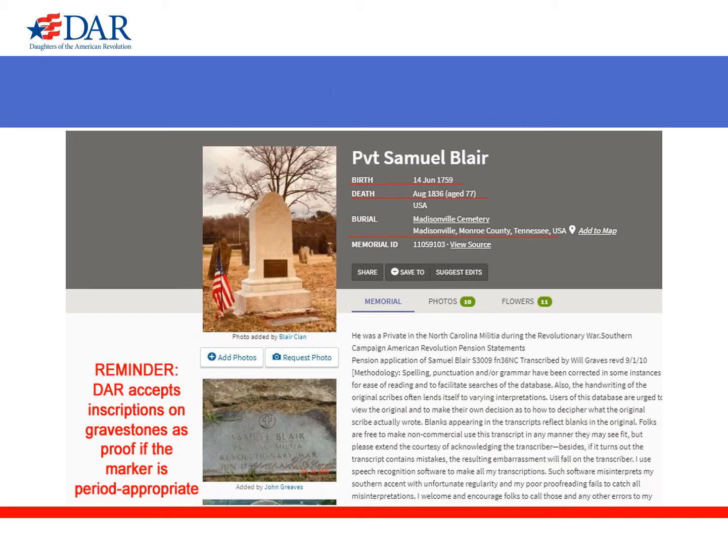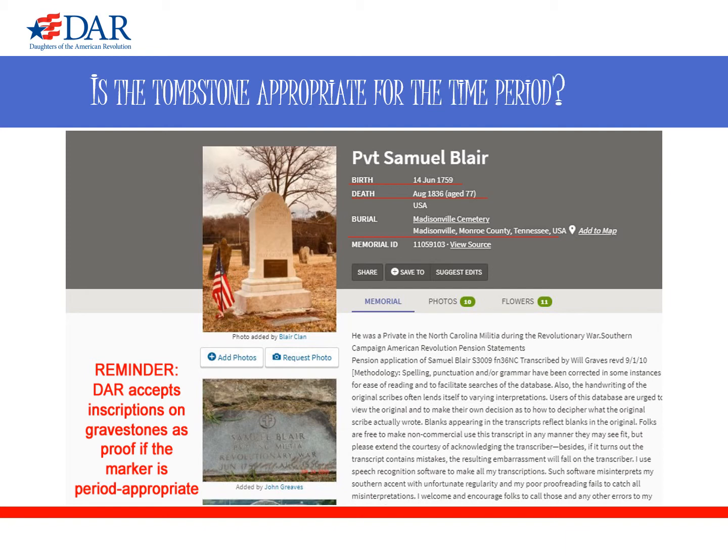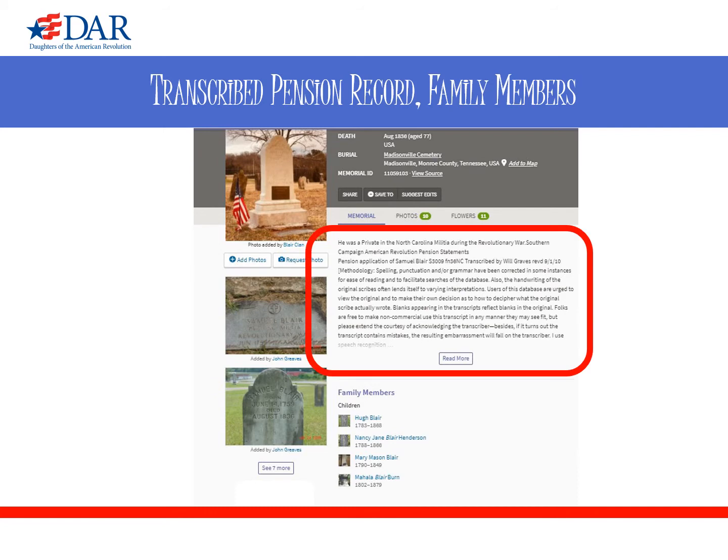Here is a picture of his tombstone. Note this reminder: DAR will accept the inscriptions on a gravestone as proof if the marker is period appropriate, as this one is. This shows his birth is 14 June 1759 and his death is August 1836. He is buried in the Madisonville Cemetery in Monroe County, Tennessee. There is a lengthy record of his transcribed pension application included here, along with other photos and a list of his family members.